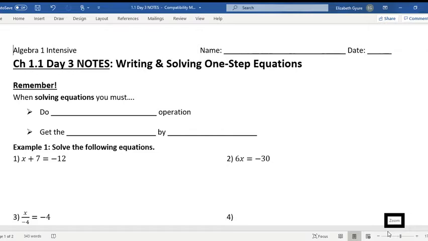So we want to use or do the opposite. Oops, sorry, the stylus isn't working.